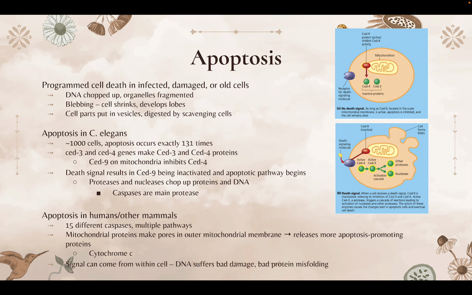And then, kind of like a meme, is caspase. Caspases are the main protease. And how I like to remember caspases having a role in apoptosis is like Casper the Friendly Ghost. Casper, ghosts are dead, right? So caspases, they have to do with cell death. So yeah, this is how it basically goes in C. elegans, and it's not too different in humans and other animals. You're just going to see more caspases. There's 15 different caspases. There's multiple pathways. So it's just a more complex version of this.